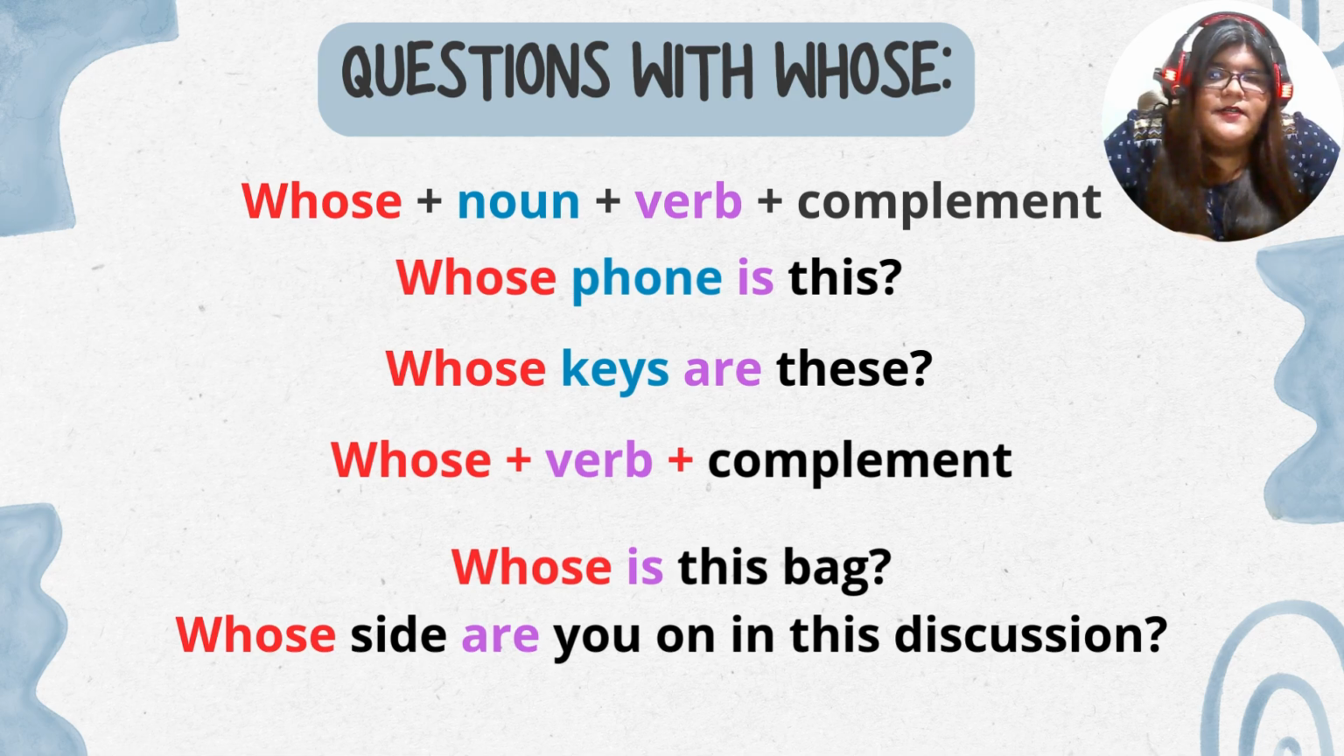Whose keys are these? Then we have another structure, whose plus the verb plus the complement. Whose is this bag? For example, if you see here, whose is in red and the verb be is, right, then we have the complement this bag. Whose side are you on in this discussion?